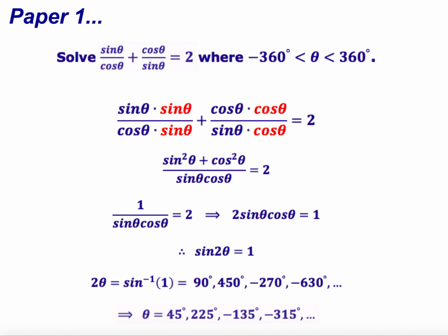So let's take a paper one approach to solving something like sine over cosine plus cosine over sine being equal to 2. Note the unusual interval over which we're solving here, so keep an eye on that as a possible variation on the usual 0 to 2 pi or 0 to 360. It's not always the case that that's the interval involved.